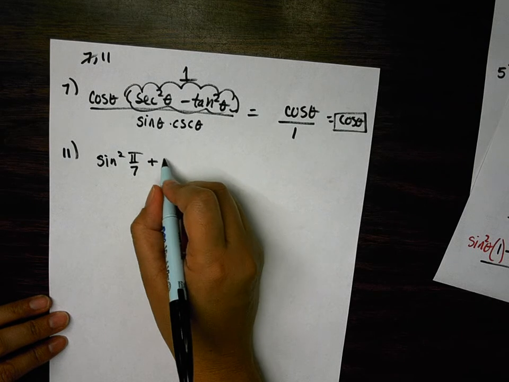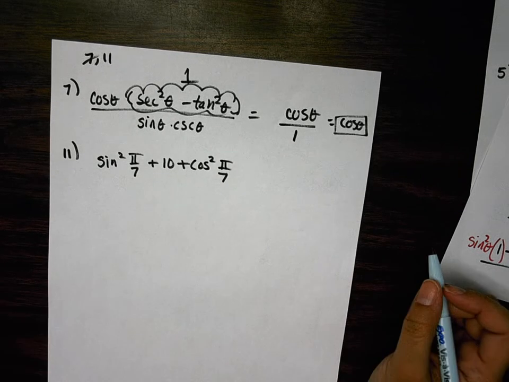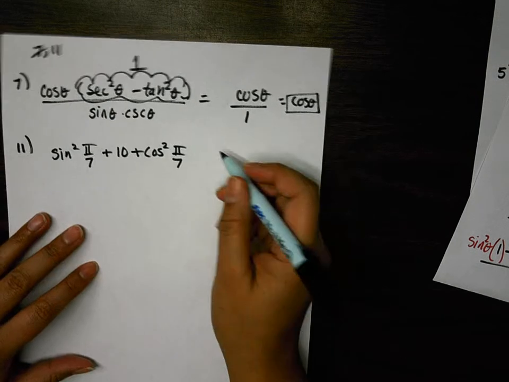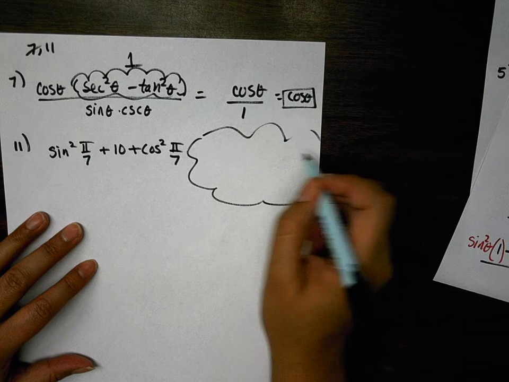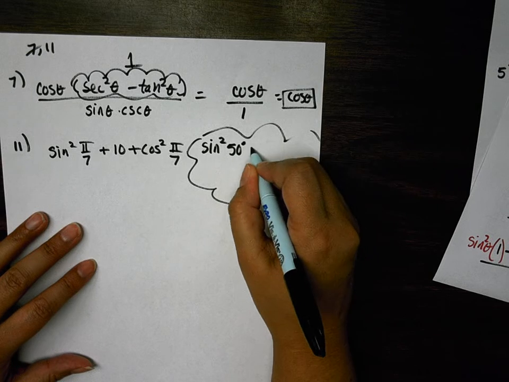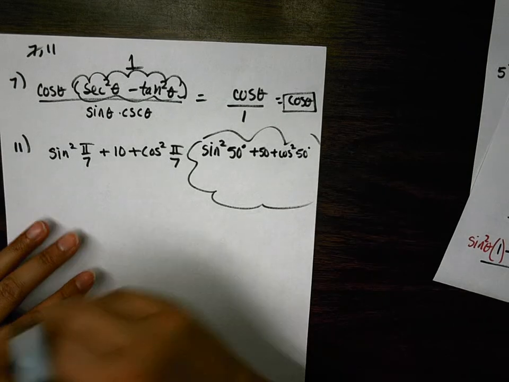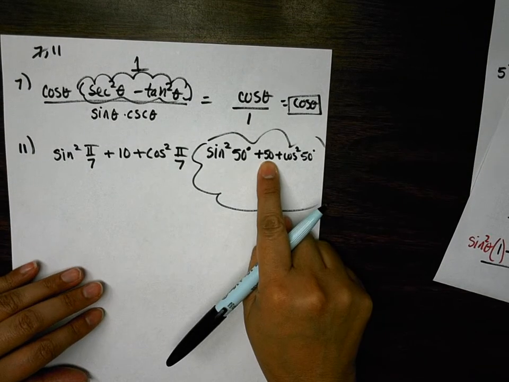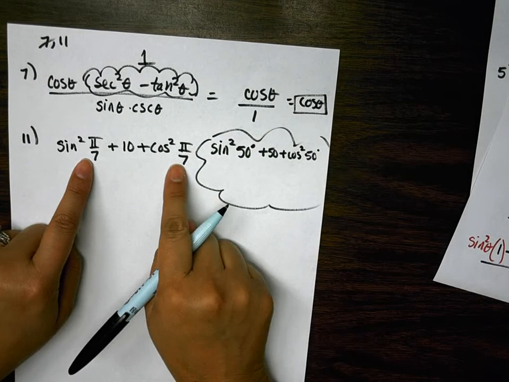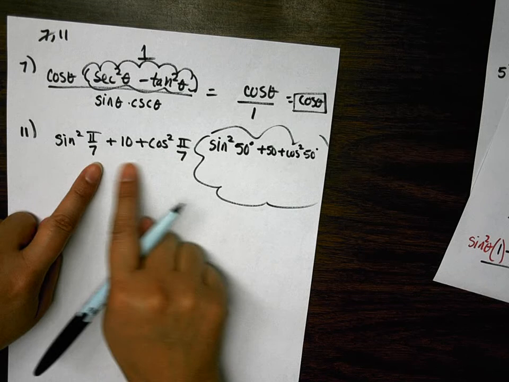Sine squared of pi over 7 plus 10 plus cosine squared of pi over 7. This was another one from your test. It was actually the very first problem, and it looked like this on your test: sine squared 50 degrees plus 50 plus cosine squared of 50 degrees. And I remember because a lot of kids ask, is that supposed to have a degrees? No, it's not. These two are the degrees. This is just the number 50. These two are radians. This is just the number 10.